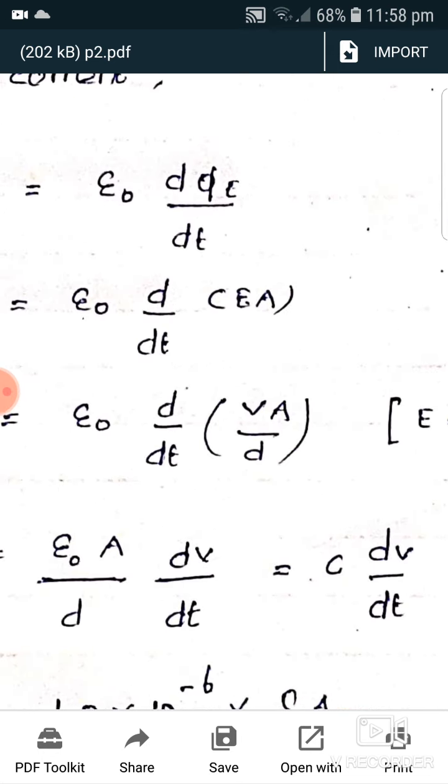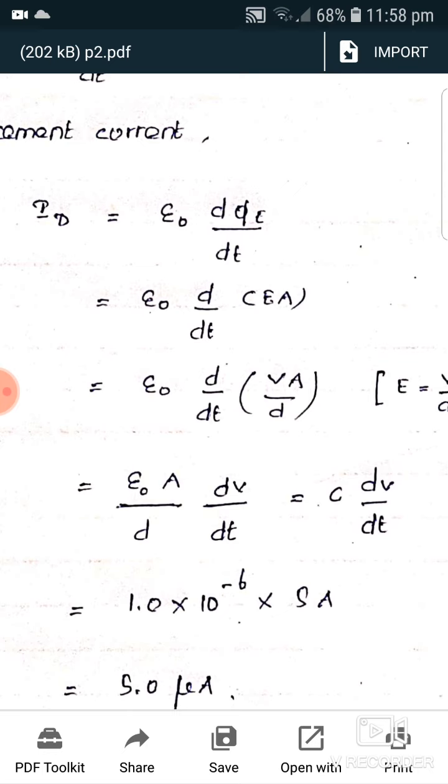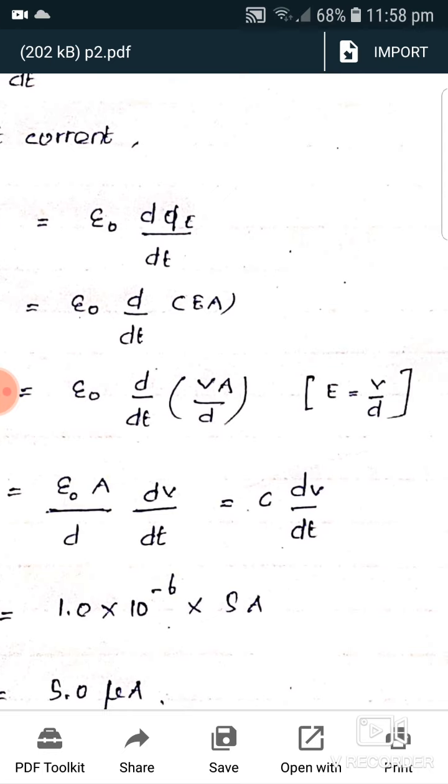E is the electric field and A is the area. Then E is replaced by V/D, which comes from the potential difference. The electrical potential difference formula is V = E × D, where E stands for the electric field and D is the distance between the two parallel plates. From that we can find the value of E: E = V/D.